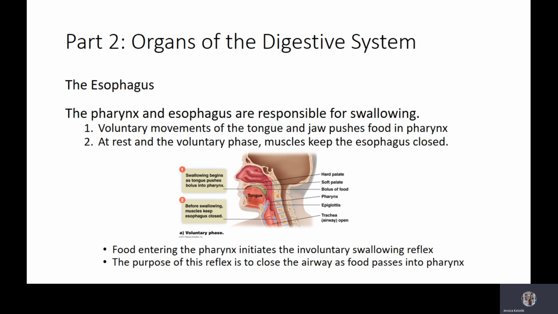I would take a moment and actually swallow and feel the movement of your tongue. It almost moves like a wave on the surface of your hard and soft palate, and you'll feel that it's pushing material back into the pharynx. It is important to note that there are some muscles at the top of the esophagus, and during rest and the voluntary phase, these muscles are contracted to keep the esophagus kind of tight and closed off.